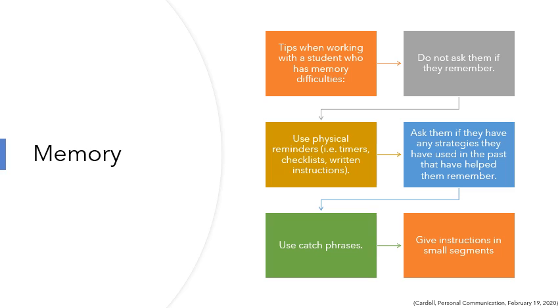Tips for working with students who have memory difficulties. Avoid asking questions like, "Do you remember what we learned last time?" Instead, ask them to tell you what they learned. Using physical reminders, like making checklists or having instructions printed, can also be helpful. Building on strategies that they already use for reminders can cut out a lot of trial and error when trying to find a strategy that works best for them.